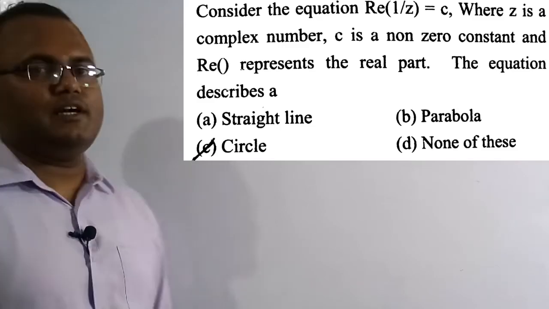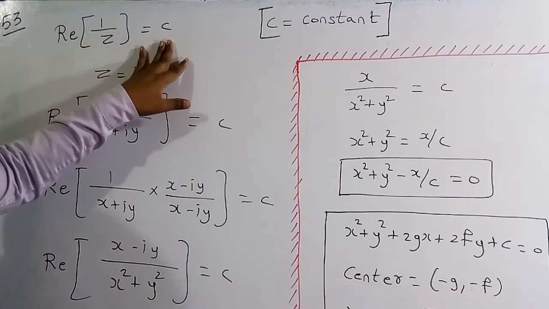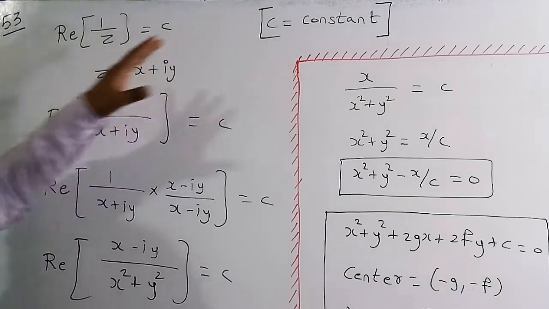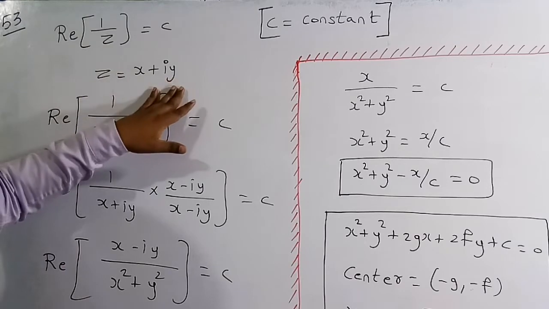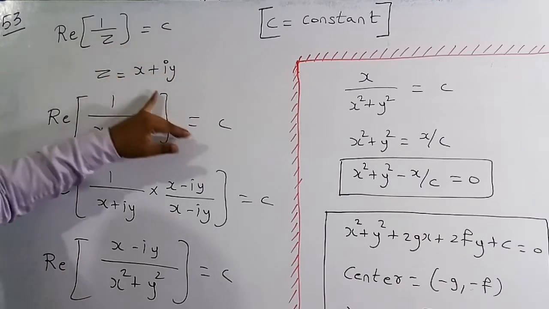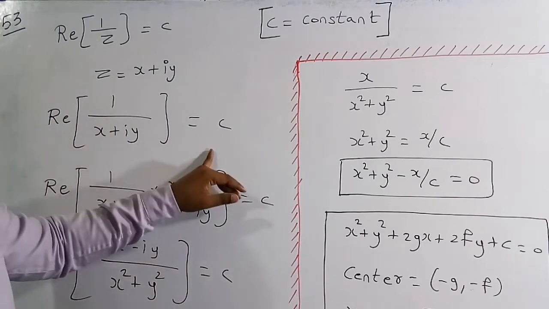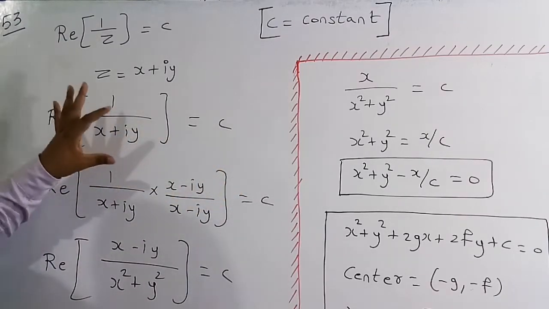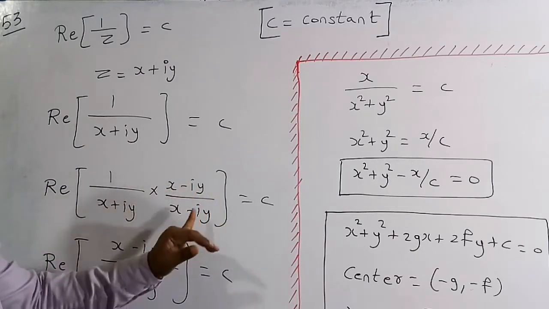So let's solve this numerical. In the question they have given that the real part of 1 by z is equal to a constant, where c is called a constant. We have to figure out the nature of this graph. But z is equal to x plus iy, so you can substitute z is equal to x plus iy. We are going to get the real part of 1 by x plus iy is equal to c. So I am going to do the rationalization, multiplying by x minus iy by x minus iy.